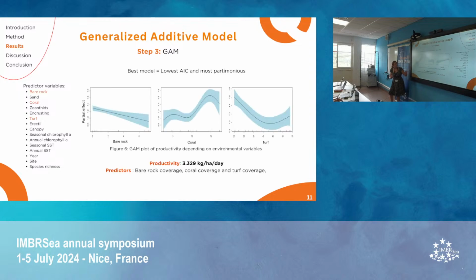So here are the results. The productivity was found to be 3.329 kg per hectare per day, and the main predictors are bare rock, coral, and turf coverage. We can see a positive relation with coral cover and a negative one with bare rock and turf.